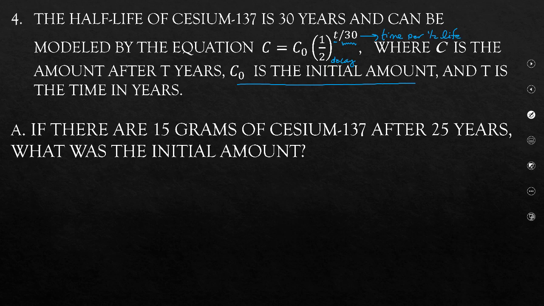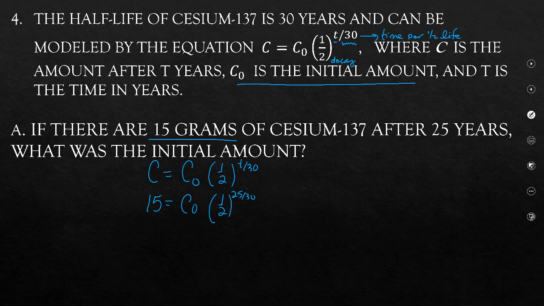If there are 15 grams at the end, after 25 years, what was the initial amount? Okay, so C equals C sub 0 times 1/2 to the power of t over 30. If there are 15 grams, that's what I'm ending with, after 25 years, 1/2 to the power of 25 over 30, what's the initial amount? C sub 0.